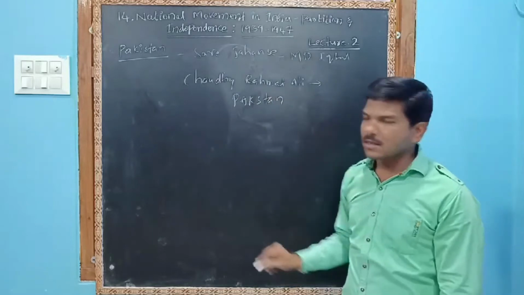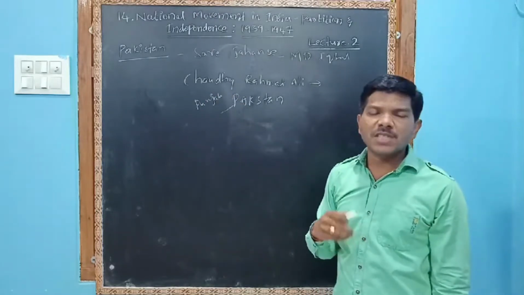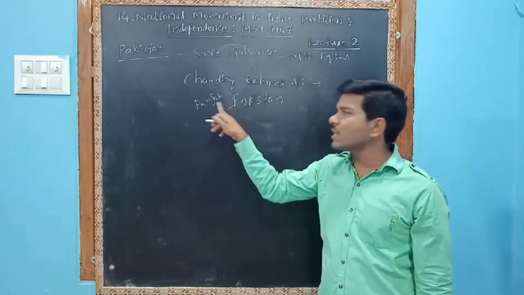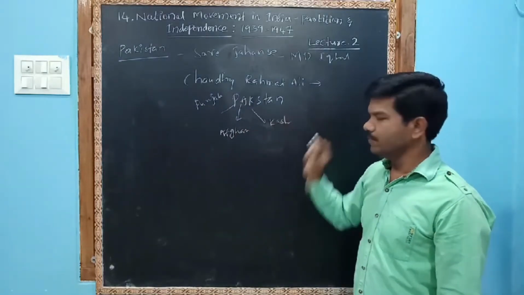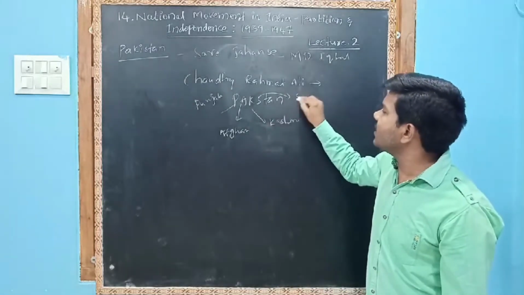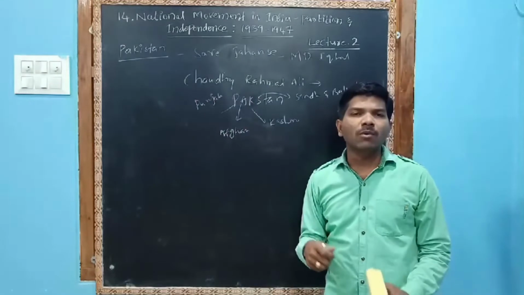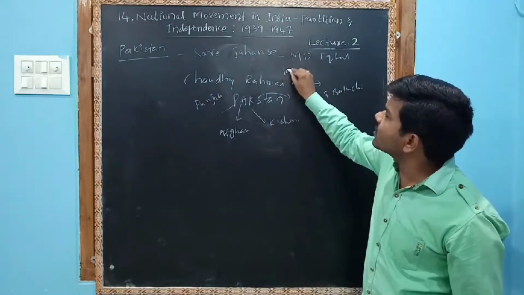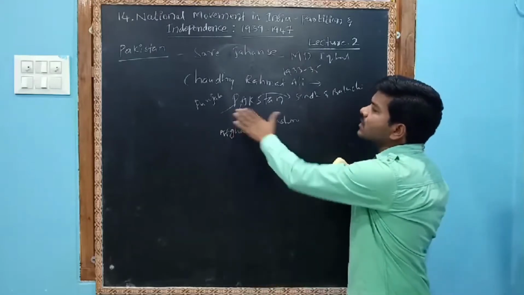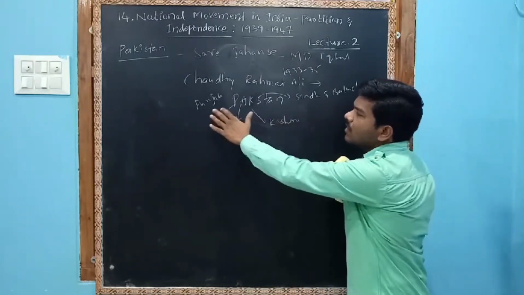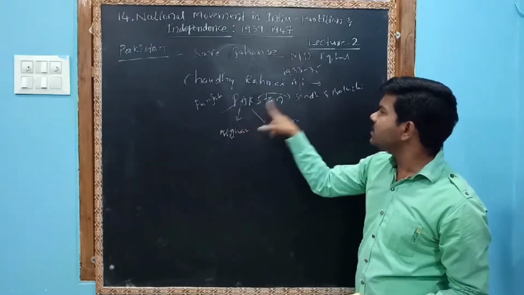So what is Pakistan? P means Punjab. The Punjab state is located in India also, and it is in Pakistan also. A means Afghan, K for Kashmir, and S for Sindh and Balochistan. Chaudhary Rahmat Ali issued certain pamphlets during 1933 and 1935 under the name Pakistan, where each letter indicates a separate region. P means Punjab, A means Afghan, K means Kashmir, S means Sindh and Balochistan.